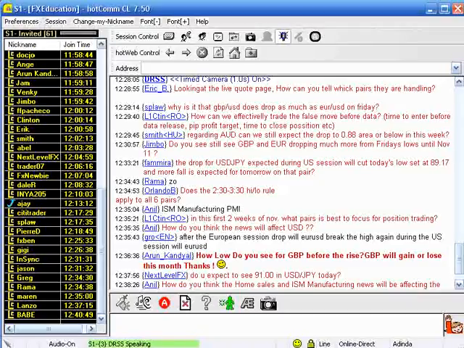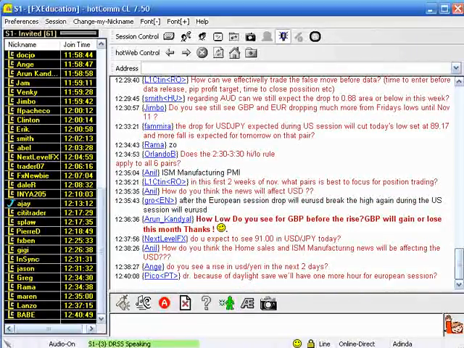Regarding AUD, can we still expect a drop to the 88 area? Yes, it is expected this week or next week. Do you see still GBP and Euro dropping? Yeah, okay. More than Friday low? Yes, they are expected either today or tomorrow. The drop for USD Yen expected during the US session? Will cut today's low. Yeah, they're expected to go near today's low. At that time, probably you can take buy positions.